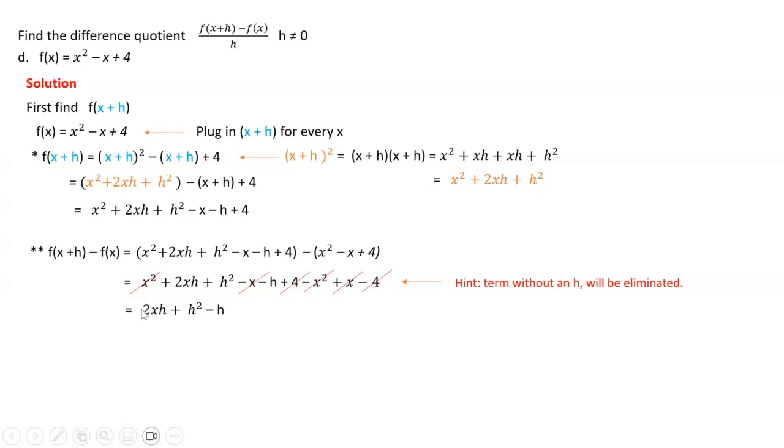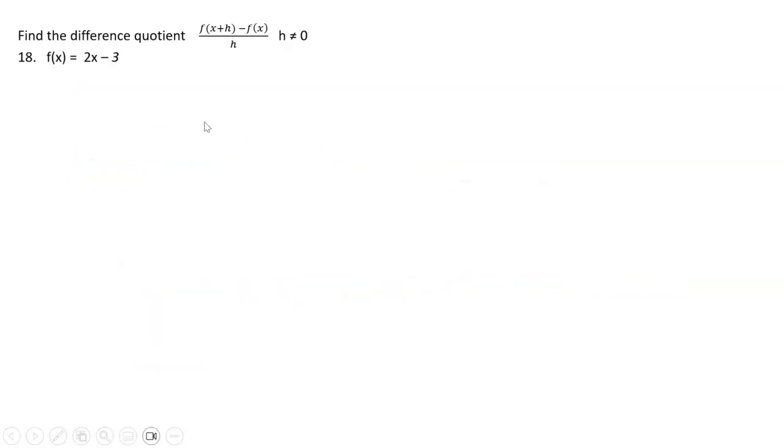If you notice, every term has an h. This is critical because now we have to cancel the h on the bottom here on the denominator. So the f of x plus h minus f of x, the result was h times 2x plus h minus 1, divided by h. The h divided by h will give us 1. So this is my result, 2x plus h minus 1. Okay. Let's do another example like this one, but a little bit simpler.